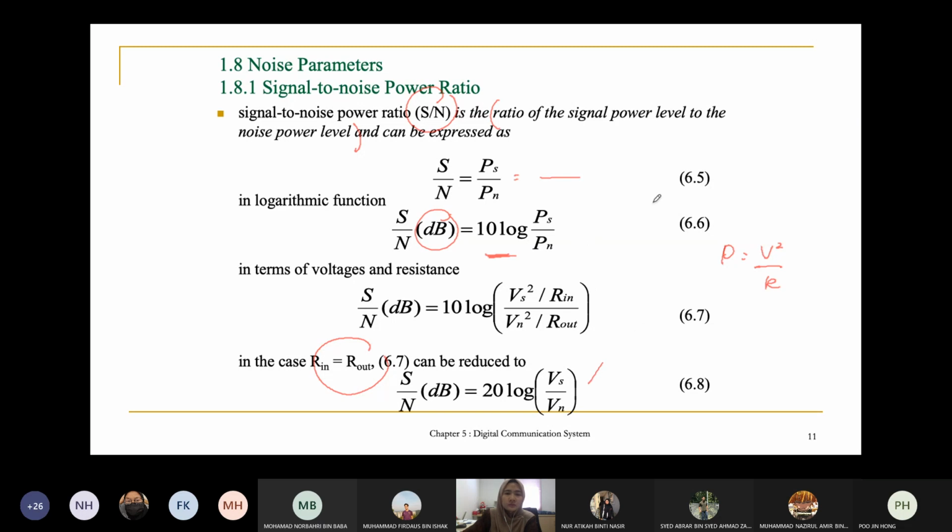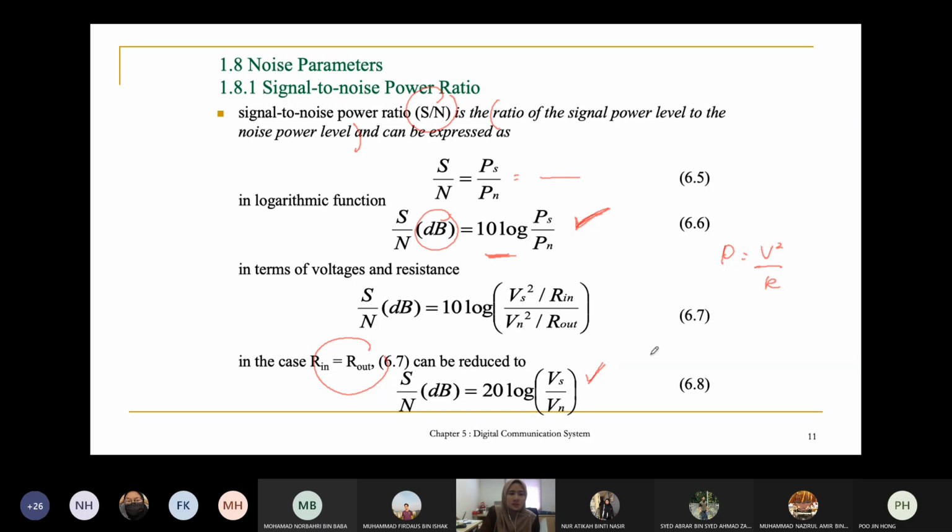Okay, so usually we will use this one. Usually we will use it in terms of power. But sometimes we do also ask questions to calculate the signal to noise ratio based on the voltage. Okay, so this one is the signal to noise power ratio.